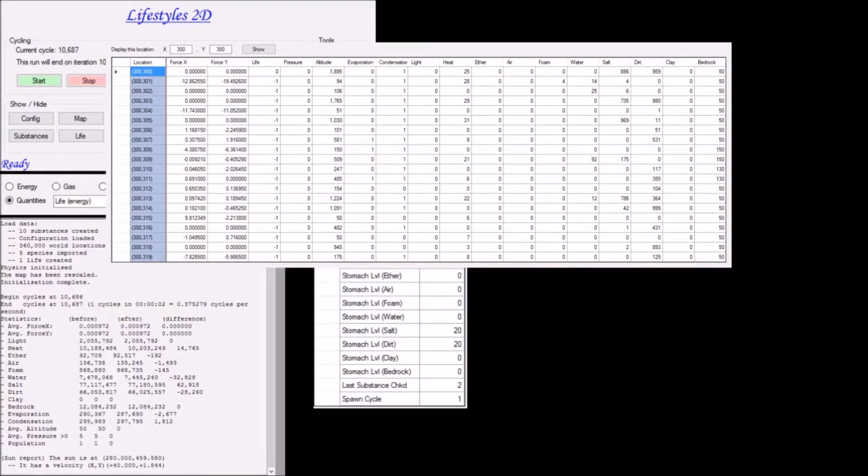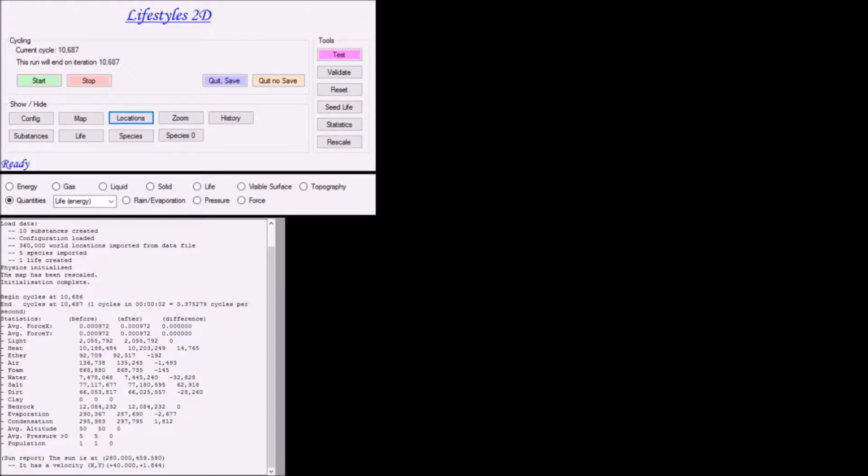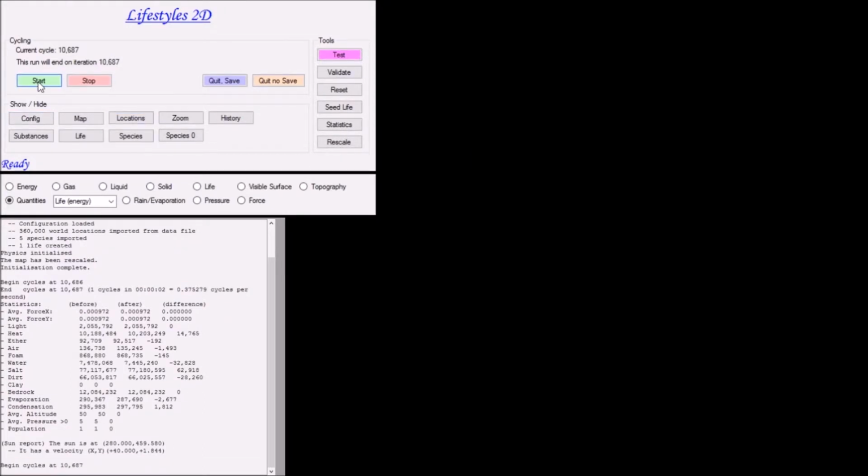We see that this life filled its salt and dirt stomachs to their maximum allowance, but no other food was eaten. Let's look at location 300-300. Yep, it only ate salt and dirt because that's all there is to eat here. What a desolate world we've created. To be fair, if it was further south, the landscape would be affected by the sun and there would be more choice. Now we cycle once more.